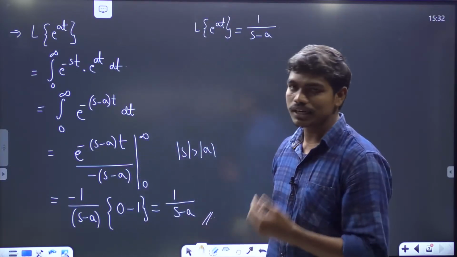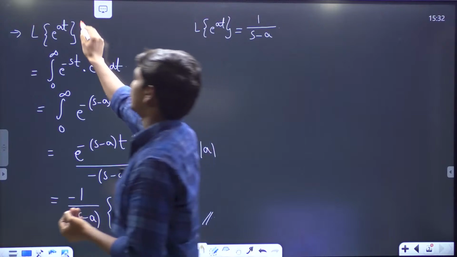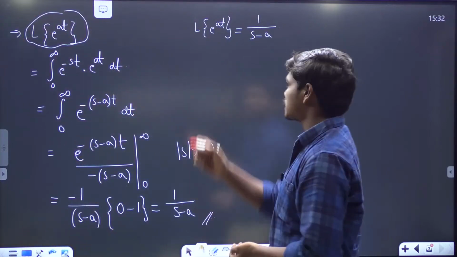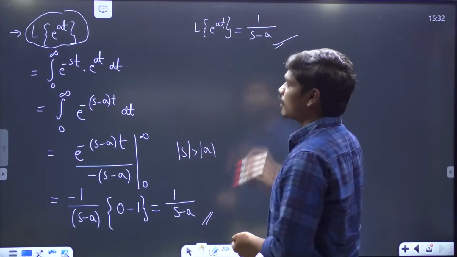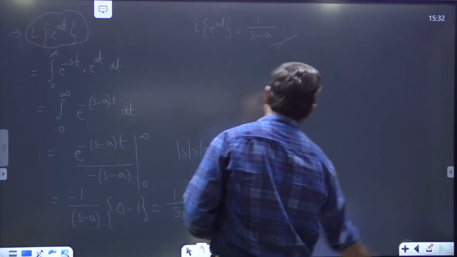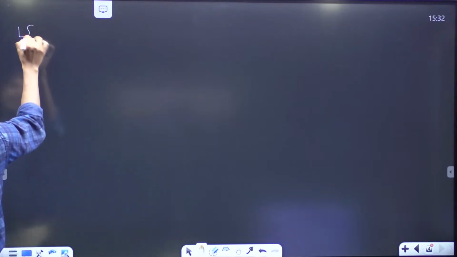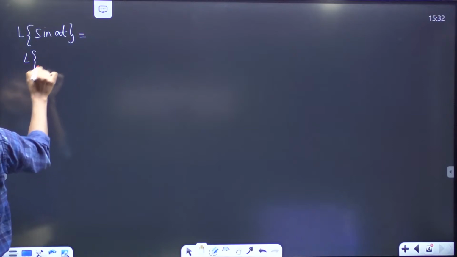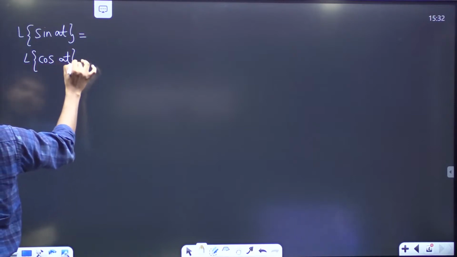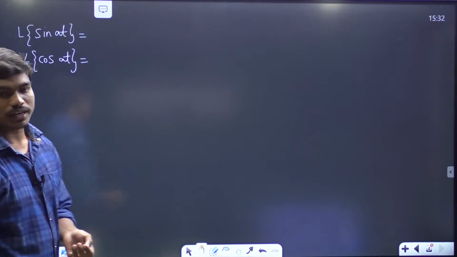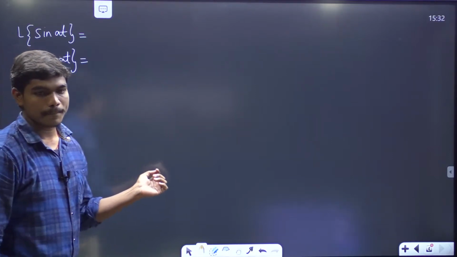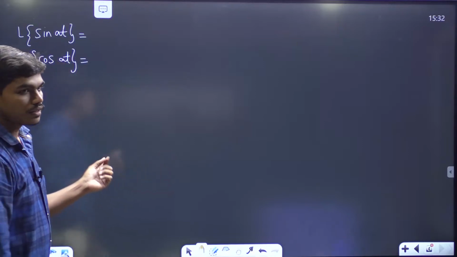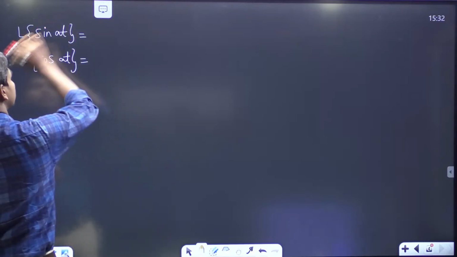If you recollect, in the morning class, we stopped at finding the Laplace transform of e power at, correct? And the Laplace transform of e power at is 1 by s minus a, is what we got. Next, the Laplace transform of sin at and the Laplace transform of cos at is equal to, so could you tell me some values for this? Can someone tell me about this?